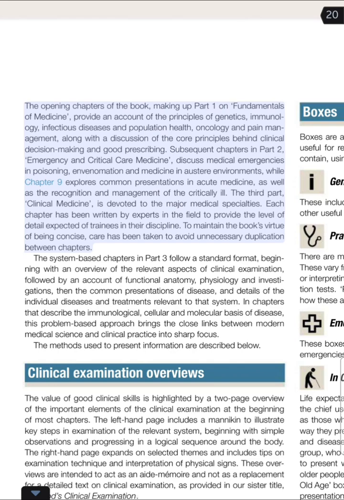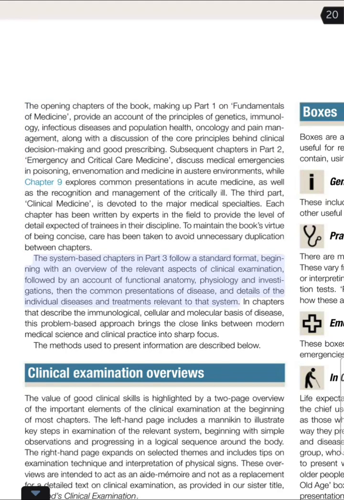Each chapter has been written by experts in the field to provide the level of detail expected of trainees in their discipline. To maintain the book's virtue of being concise, care has been taken to avoid unnecessary duplication between chapters.